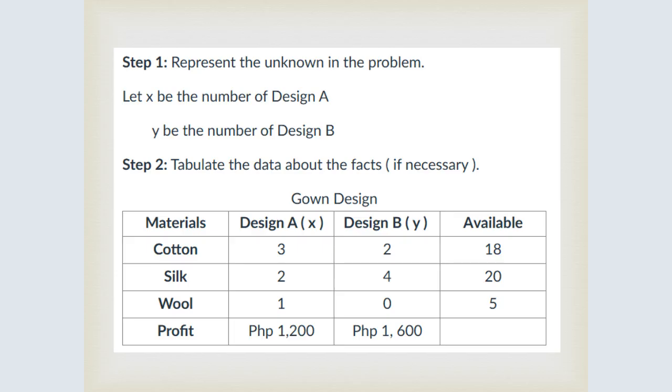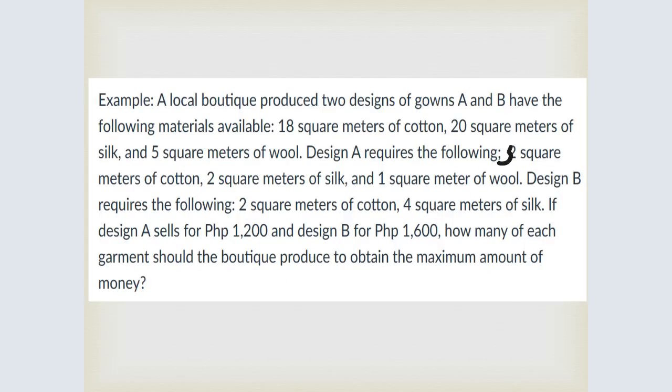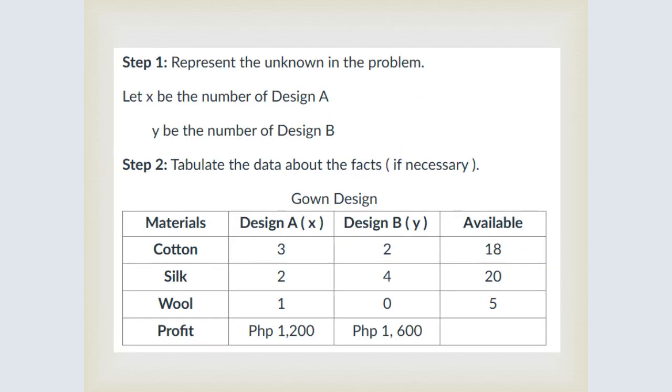That's it. And then for the profit, design A sells for 1,200 and design B sells for 1,600. That's why for the profit for the column of design A, we have 1,200, and then for column B, we have 1,600.